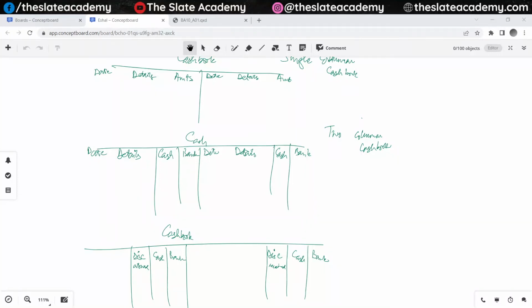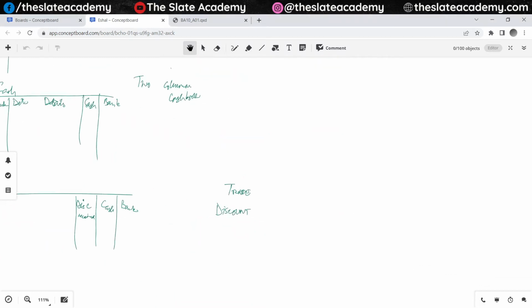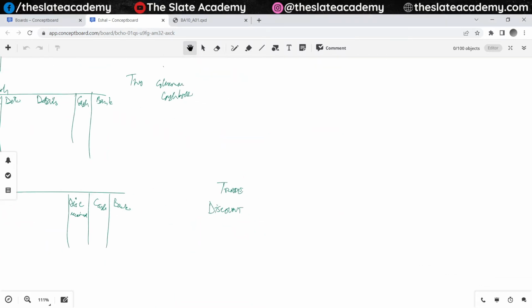The two types of discounts that we have are trade discount and cash discount. Let us be clear that this cash discount does not mean that this is a discount on cash payment. It is simply a discount for early payment. So what's the difference between the two types of discount?